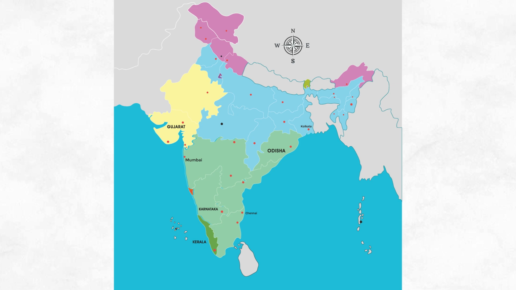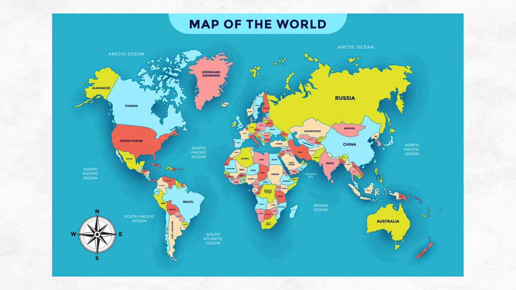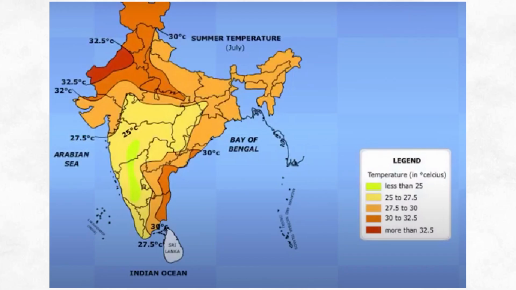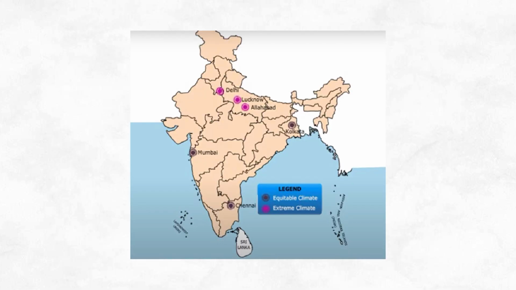The sea coasts such as Chennai, Mumbai, Kolkata, almost the whole of Kerala, parts of Karnataka, Odisha and Gujarat have equable climate. The equable climate has very little difference in the temperature of day and night. Summers are not hot and winters are mild. For example, Kolkata, Mumbai and Chennai.